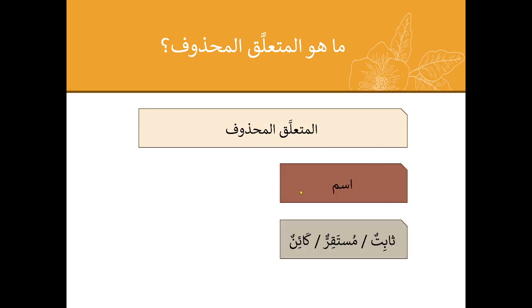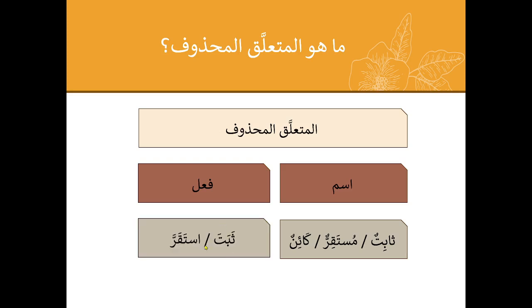So, what are the different types of muta'allaq that can go there? It can be in two forms. Like we said, it can be an isim, like sabitun, mustaqirrun, kainun, or it can be a fi'il like sabata, istaqarra. So these are the ones that they normally use.